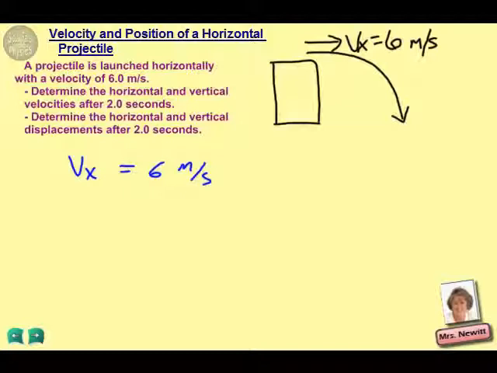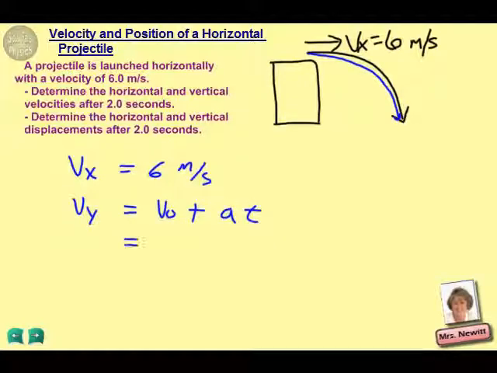Now, for the vertical velocity, what we'll call v sub y, that is how fast this projectile is going to start falling downward as it goes. Gravity will be acting upon that. To calculate that v sub y, we'll use the following equation. The v sub y, which will be the final velocity at the end of 2 seconds, is equal to our initial velocity plus acceleration times time.